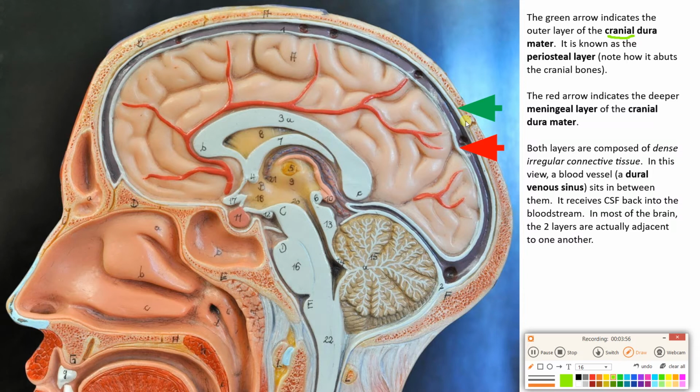Now, the Dura matter is really strong because it's dense, irregular connective tissue. And you know that that dense word right there means it is ridiculously chock full of collagen, which of course is strong. Now, I do want you to notice that in between the 2 layers there is a blood vessel. It is known as a dural venous sinus, and that blood vessel is actually going to receive old cerebrospinal fluid. Now, the 2 layers are not always apart. Most of the time they're actually smack right up against one another, but occasionally they're apart, and there are blood vessels in there which will receive the CSF. All right. That is basically it for the meninges for the time being.